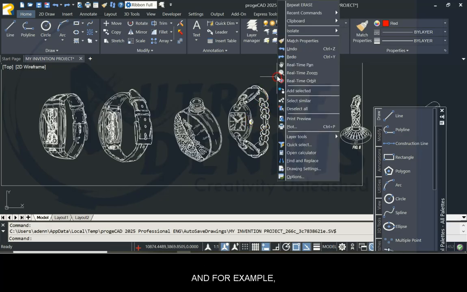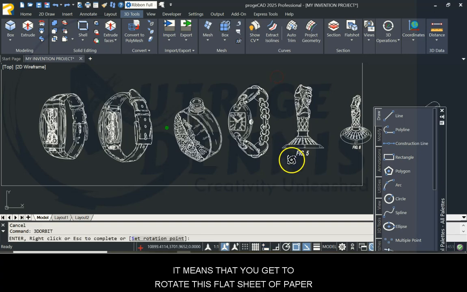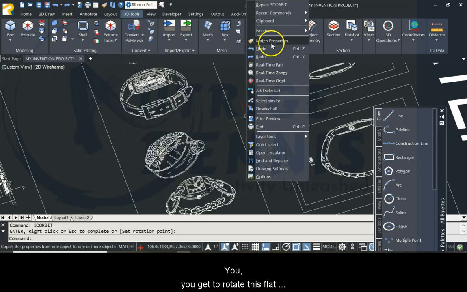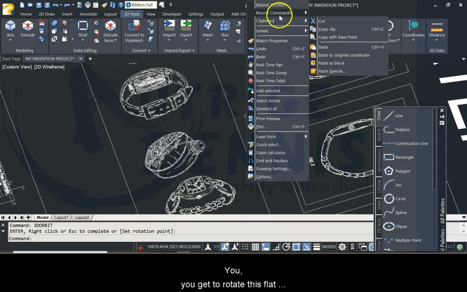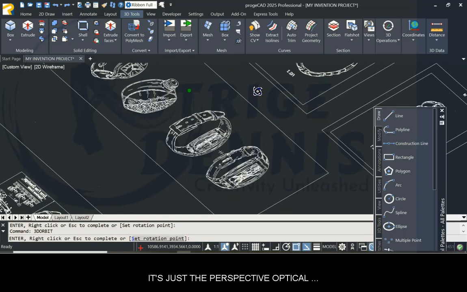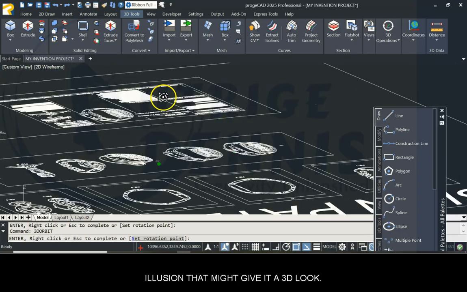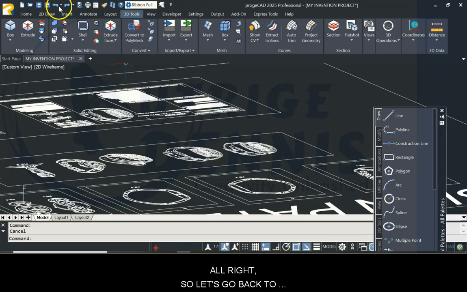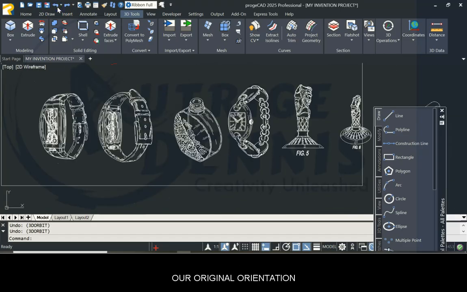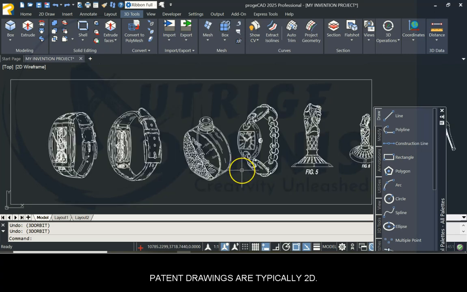And for example, let me see if I know that command, 3D orbit. If you click on the 3D orbit, it means that you get to rotate this flat sheet of paper here in your 3D orbit space. So see that 3D is just the perspective, an optical illusion that might give it a 3D look. Alright, so let's go back to our original orientation. So patent drawings are typically 2D.